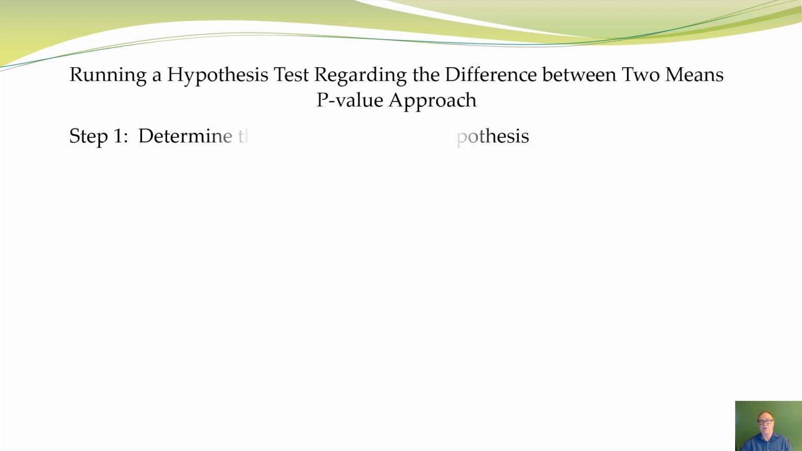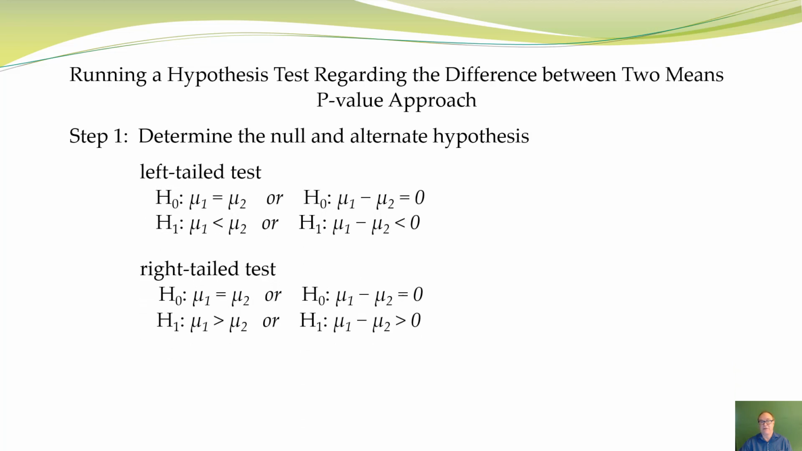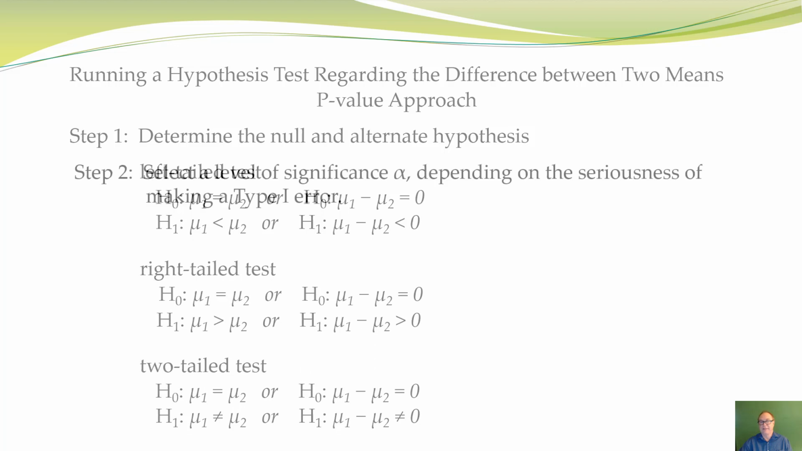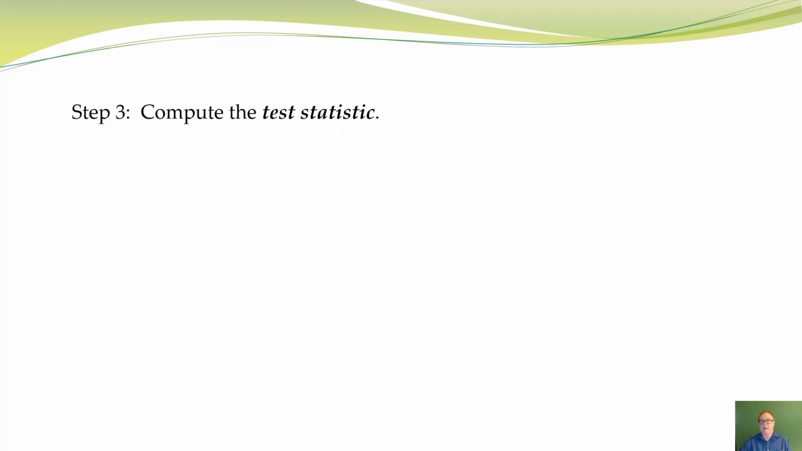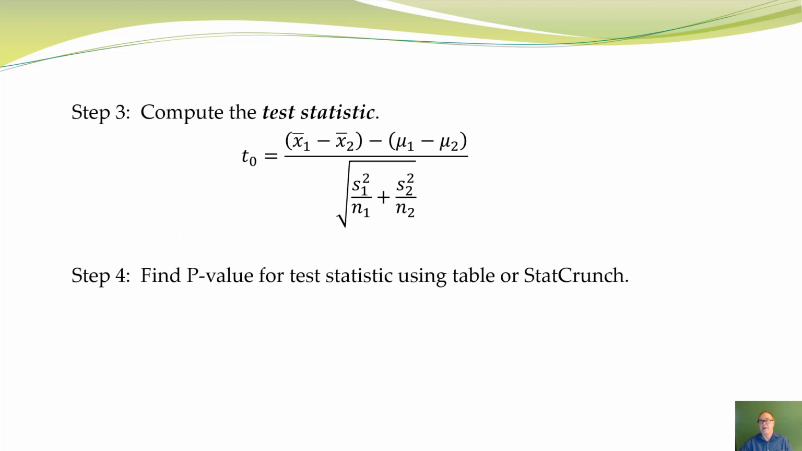Now, p-value approach, same thing. You set up the null and alternate hypothesis, left-tailed, right-tailed, two-tailed, the same way as you did for the classical approach. Select the level of significance the same way. It's usually given. Compute the test statistic, same formula. Now you would find the p-value using a table or StatCrunch. Well, we know that if we run a hypothesis test in StatCrunch, it gives us the test statistic and it gives us the p-value. So there's no need to worry about the formula for the test statistic or how to find the p-value using a table.